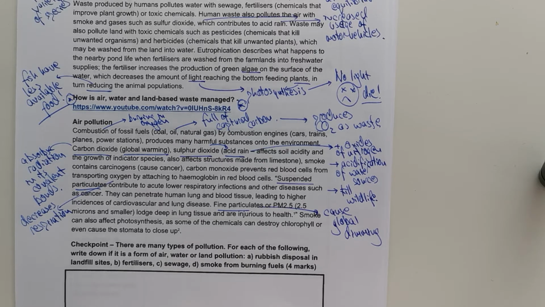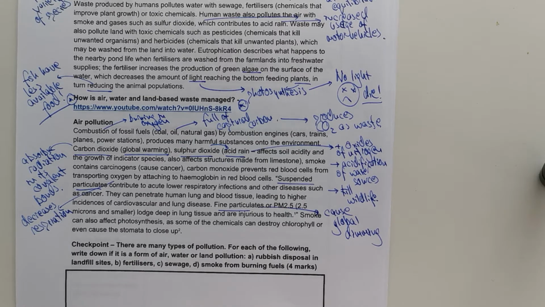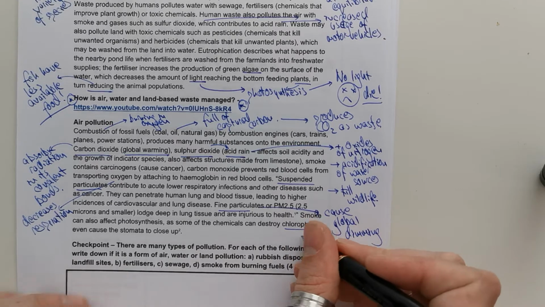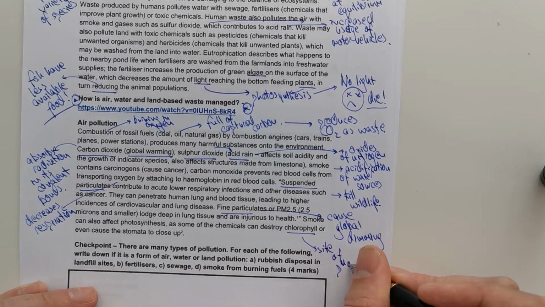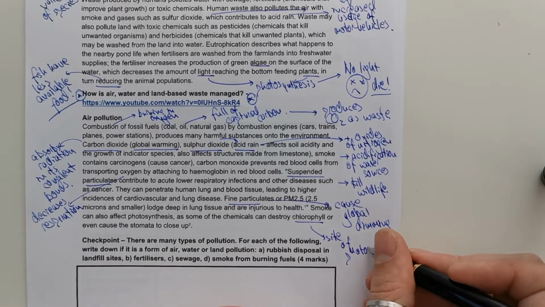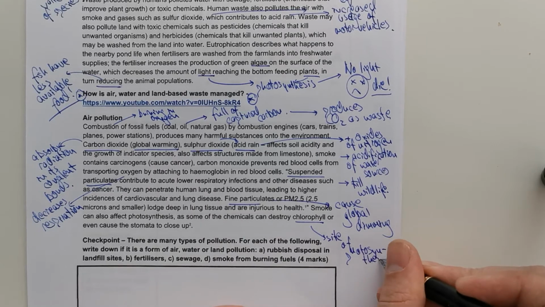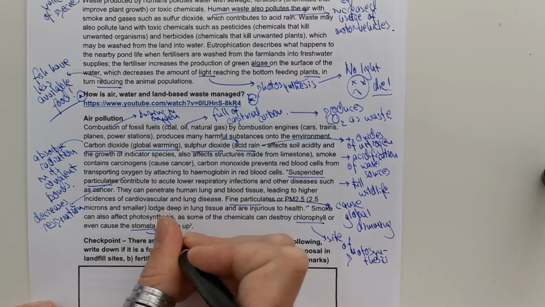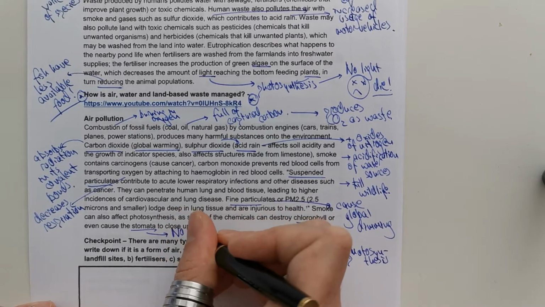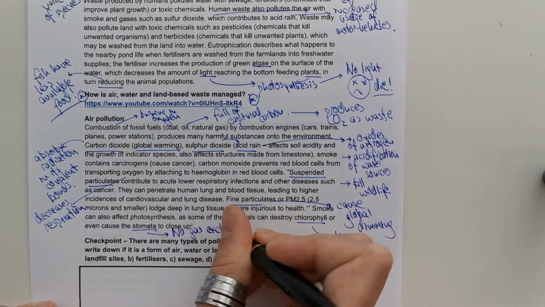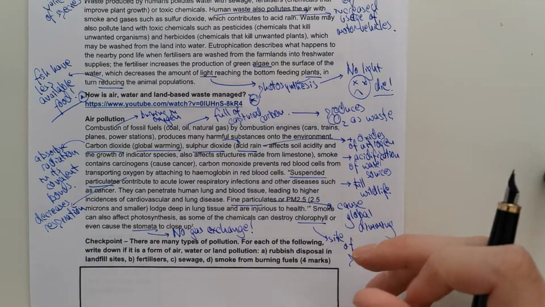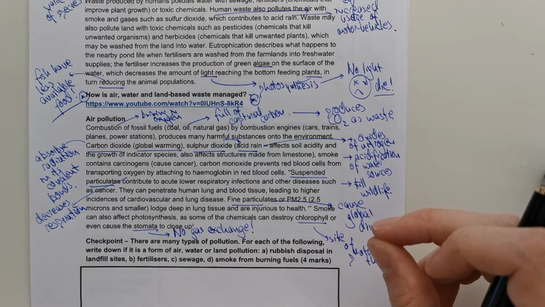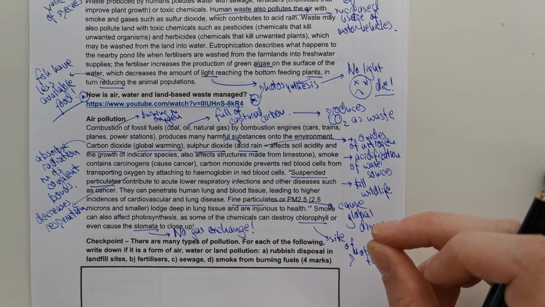Smoke can also affect photosynthesis, as some of the chemicals can destroy chlorophyll, even cause stomata to close up. Now, chlorophyll, if you destroy it, that's an issue because it's our site of photosynthesis. And if you close up the stomata in a leaf, you've got no gas exchange. So carbon dioxide and water can't get in and out of the plant for respiration photosynthesis to occur. So that's why some of these issues are such big problems when it comes to air pollution.